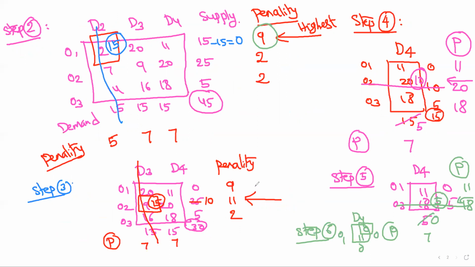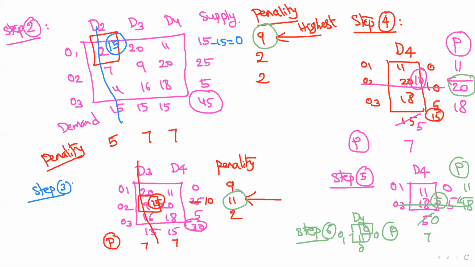Again, step 3: the highest penalty is again in a row. Actually I keep getting a row here, but it's not compulsory to always get it in a row; it may be in a row or in a column. Here the highest penalty is 11. Again the least element is 9. I gave preference here. In step 4, again the highest penalty is 20. Again I gave preference here. In step 5, the highest penalty is 18. Again I gave preference here.